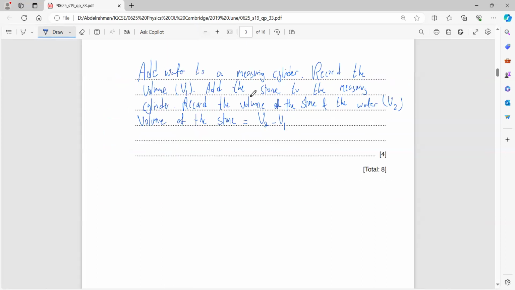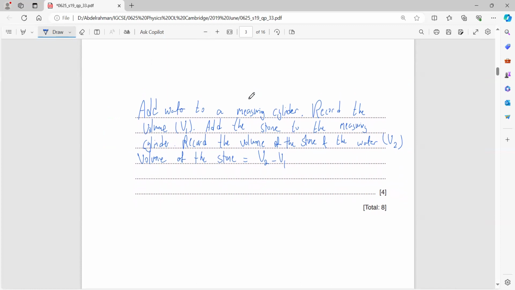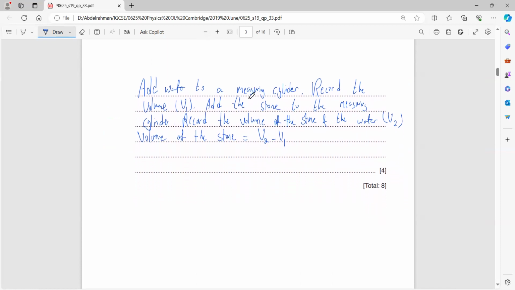So we add the water, measure volume 1. Add the stone, measure volume 2. Volume of the stone is V2 minus V1. Quite easy, right?